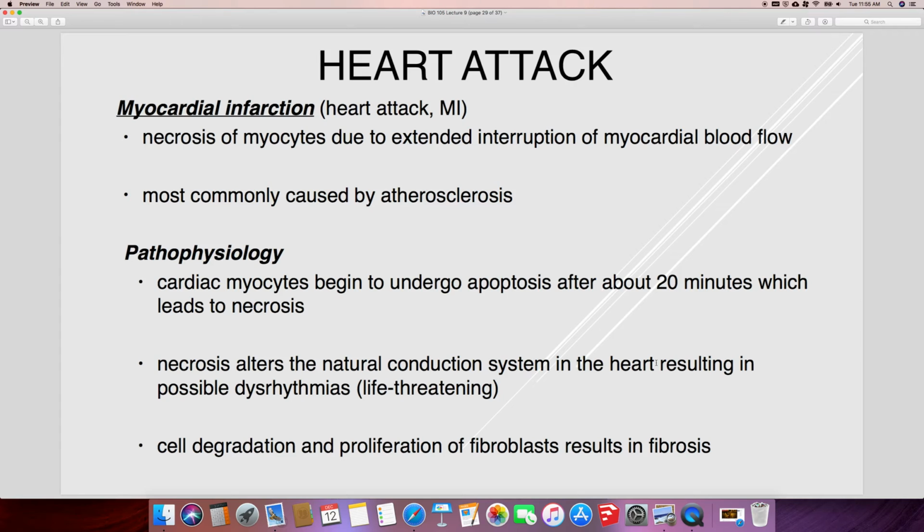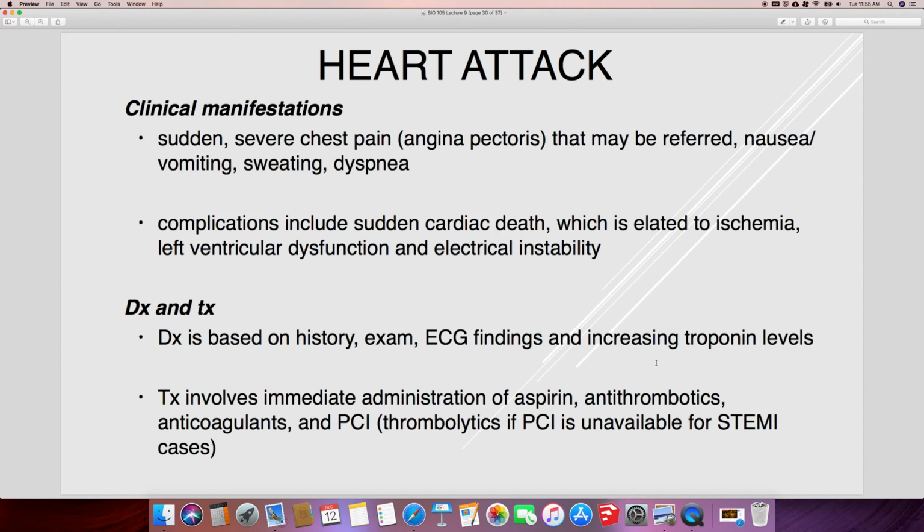Assuming the patient survives, those cells will be destroyed. They will kind of just degrade, and then proliferation of scar-forming cells known as fibroblasts will promote the formation of scars, which is known as fibrosis.